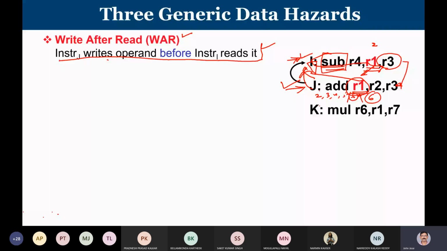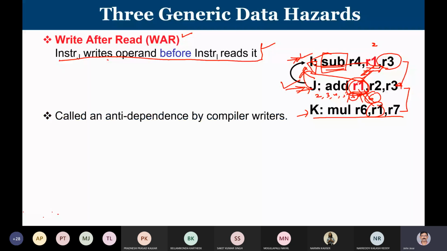Ideally, in the program sequence, there is nothing. What this K wants is there exists a RAW hazard between J and K. This R1 is same. Whatever is the result of J, it has to be used by K. So if this would have been R5, this also can be R5. This is same, but these two are not same. Only the name is similar. So this is known as anti-dependence by compiler writers. This results from the reuse of the name R1.